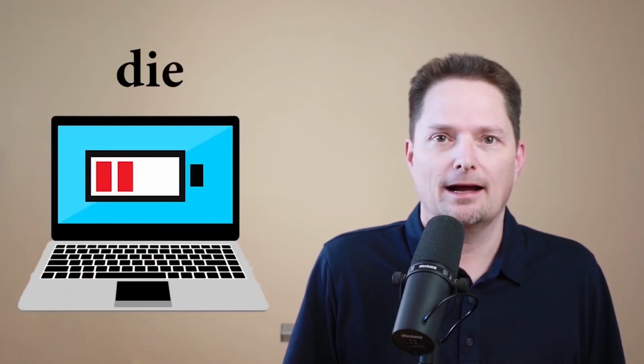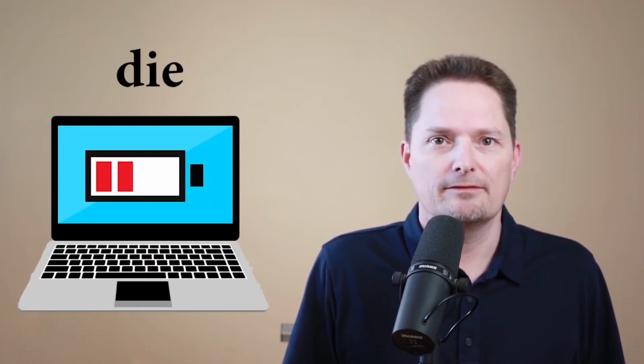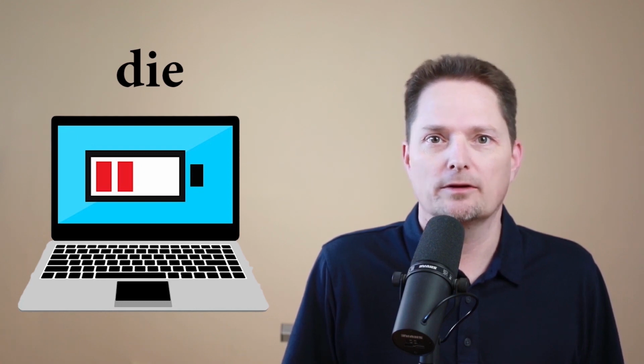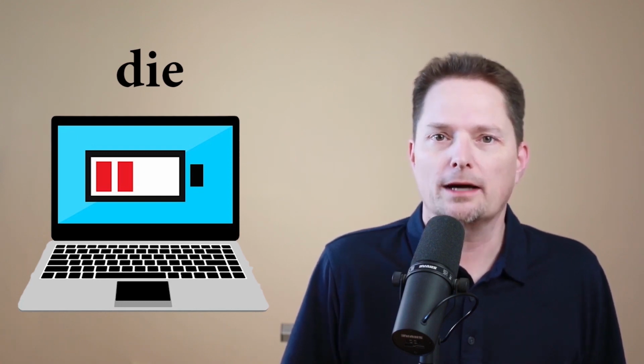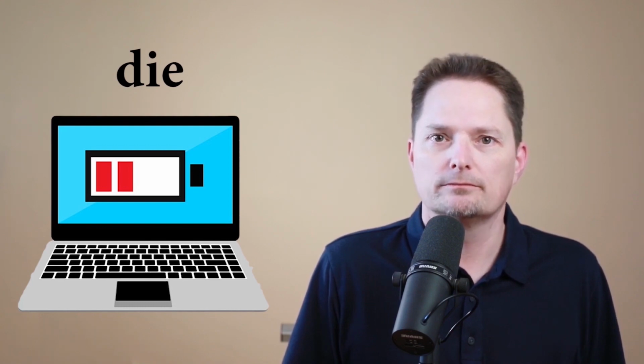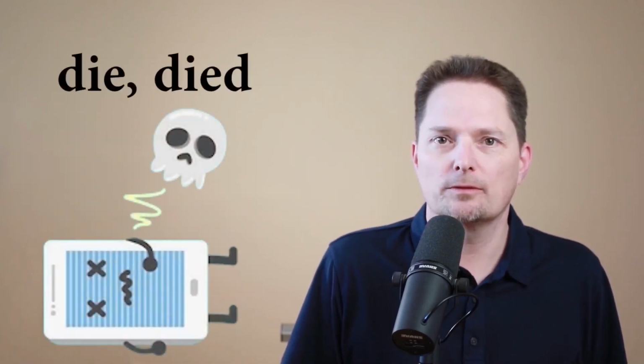The verb is die. Example, my laptop will die if I don't keep it on the charger. It has a bad battery. So my laptop will die if I don't keep it on the charger. Let's practice. Will the laptop die if it's not on the charger? That's right, the laptop will die if it's not on the charger. So die is the verb in present and the verb in past is died.